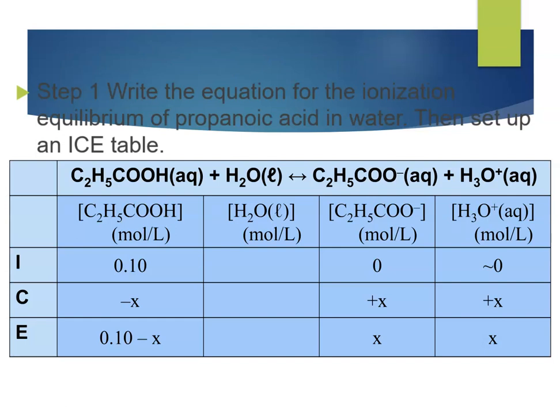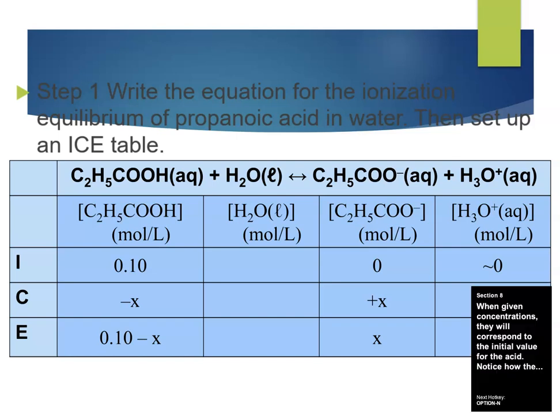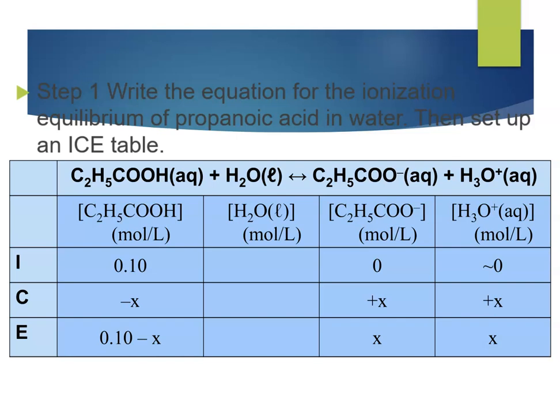Notice how the initial values of the two products are 0 and close to 0. The 0 is because there are not any of the conjugate bases in the water initially. The almost 0 for hydronium ions is because there is a small amount of those ions in water. The change for each of these entities is x because the coefficient in front of each entity is 1.